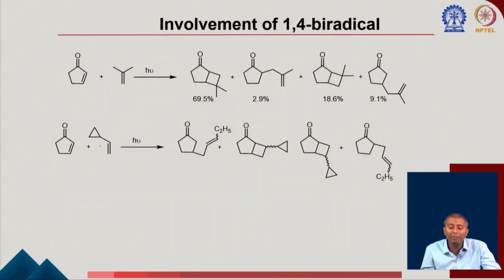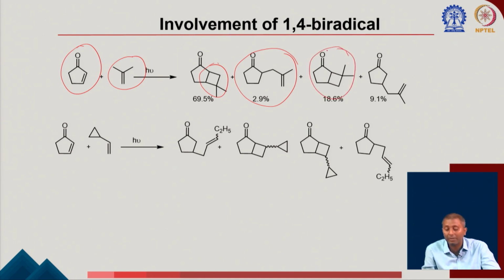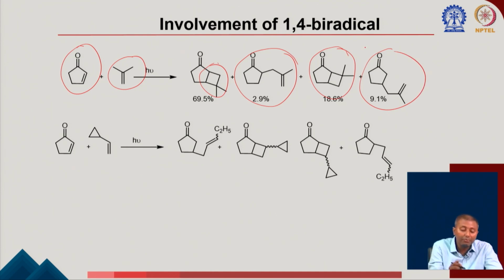So now, the involvement of the biradical. Suppose you do the reaction with this enone and this double bond. You are going to see that it is not only giving you the product with the cyclobutane, but at the same time we are also isolating other products. We are isolating this product at 2.9%, then this other regioisomer at around 19%, and we are also getting this product. Also, if you use a vinyl cyclopropane, the similar thing happens. Not only are we getting this product, we are majorly getting ring opening of the cyclopropane.